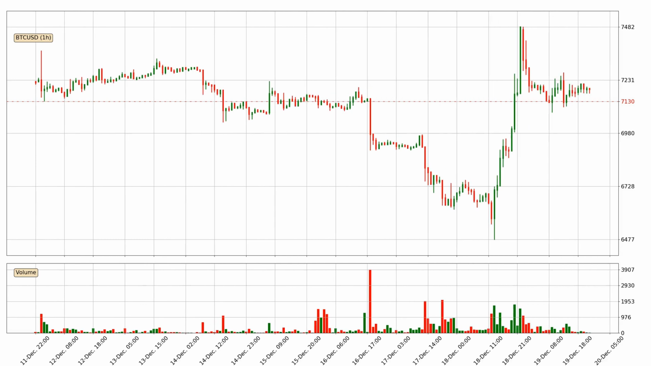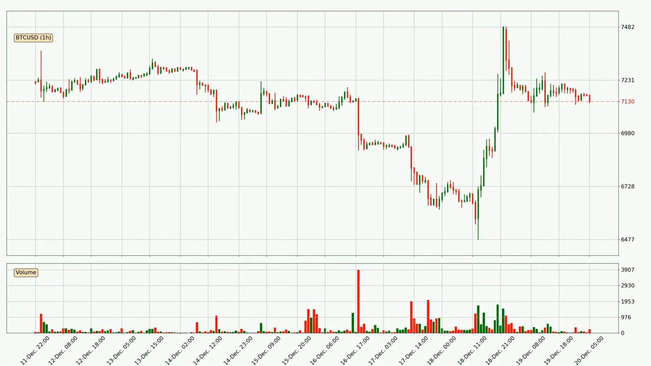Let's get started. By taking a closer look at the hourly time frame for Bitcoin, the price went down only slightly, by about 0.7% in the last 24 hours, and has a current price of $7,130.